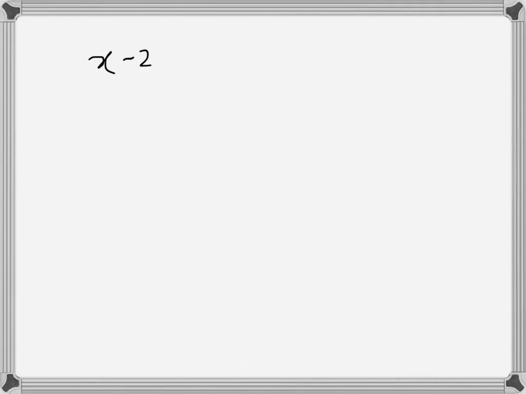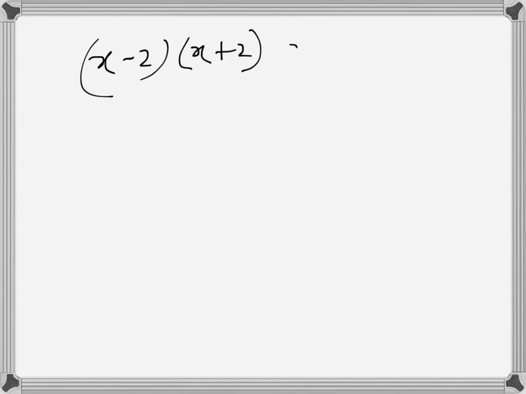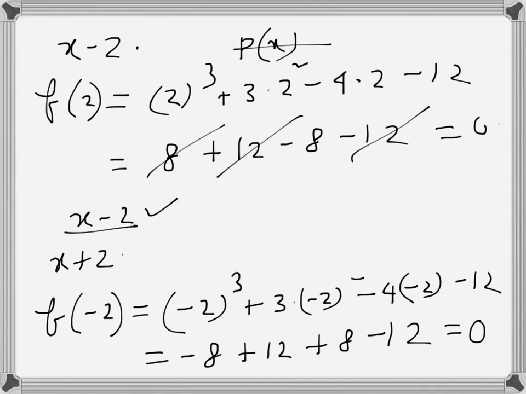So we already have two factors, x minus 2 and x plus 2. We will look for the third one. Since the power is 3, it will have 3 factors. The order of the polynomial is 3, the highest power. That means x minus 3 we can try. So we will see if this one is 0.